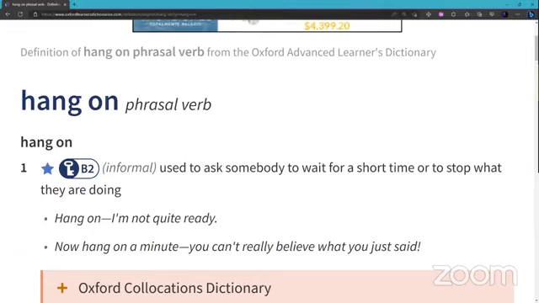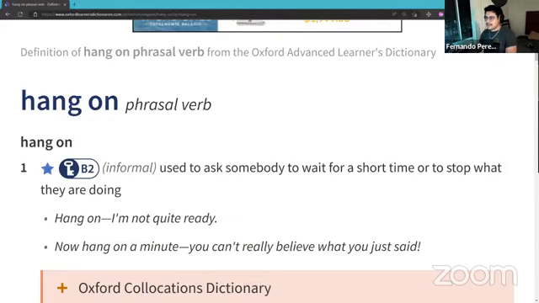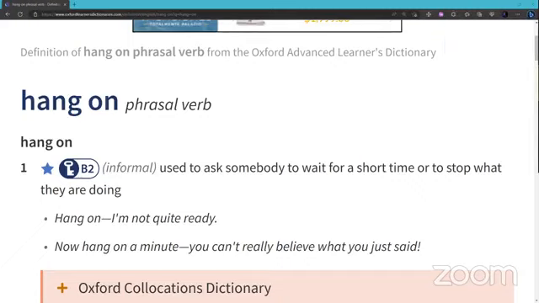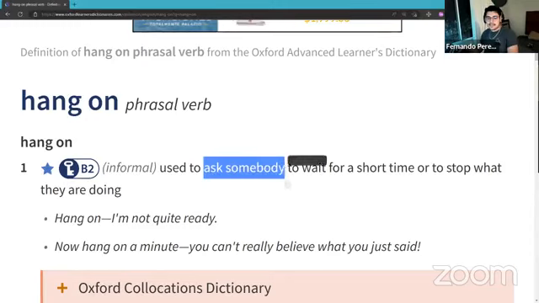Informal. Used to ask somebody to wait for a short time or to stop what they are doing. Hang on, I'm not quite ready. What's the most relevant info in the definition? Ask somebody to wait for a short time. Close. The ask is extra. Because ask somebody, the somebody represents a person, no? So it's ask him, ask her, ask them. This doesn't fit here.